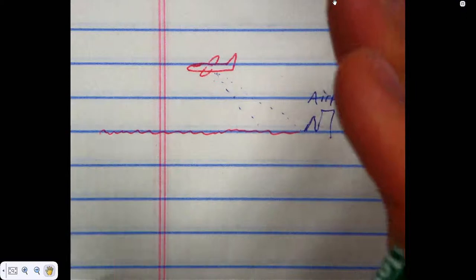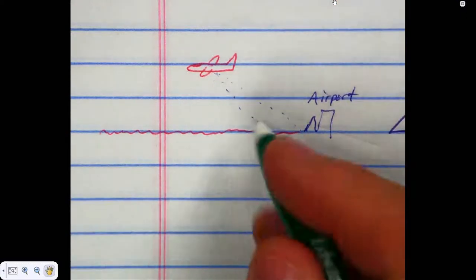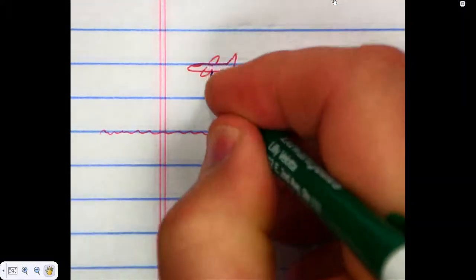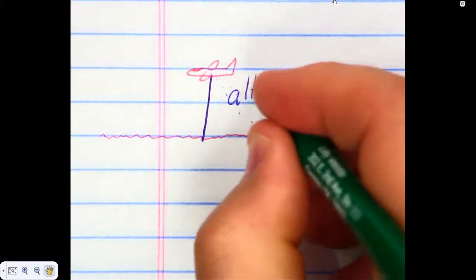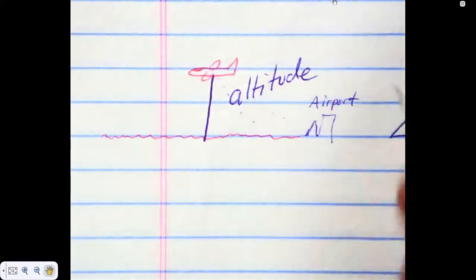From the ground, straight up. All of these are from the ground. Straight up, straight down. Very good. That's actually the word I was looking for. That's probably straight down. That's their altitude, isn't it?